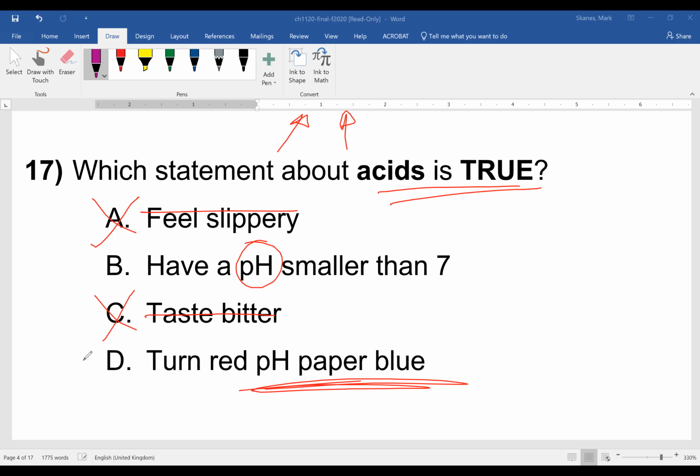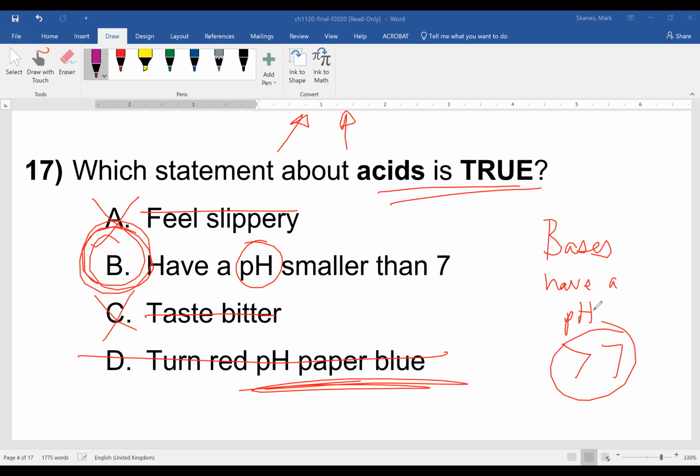They definitely don't turn pH paper blue. The answer to number 17 here would be B. Acids have a pH of less than 7. Bases have a pH of greater than 7. And I do apologize that I didn't get to that this semester. We ran out of time, but bases have a pH of bigger than 7, acids have a pH smaller than 7.